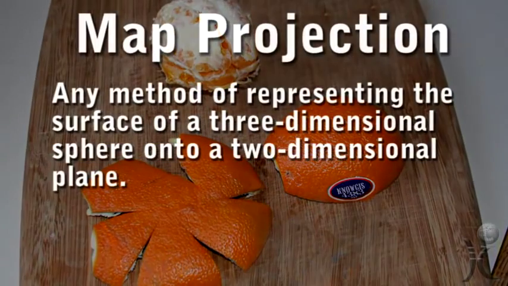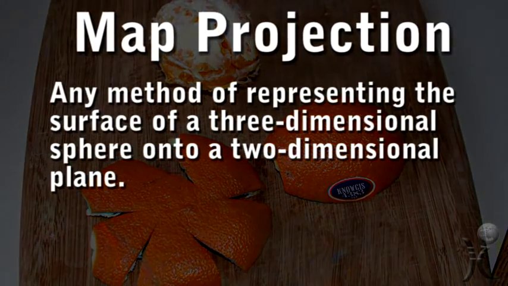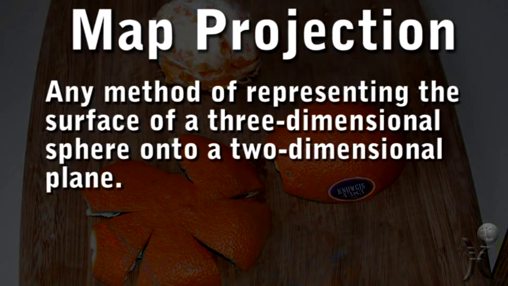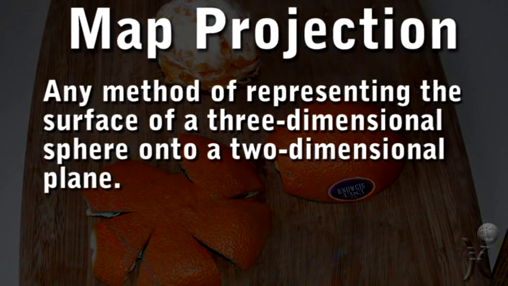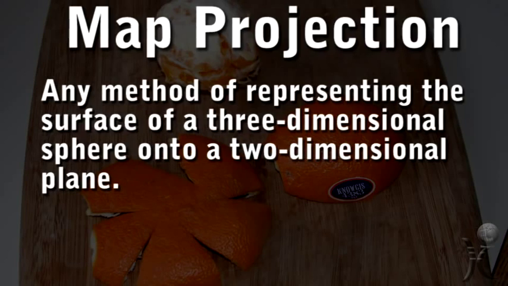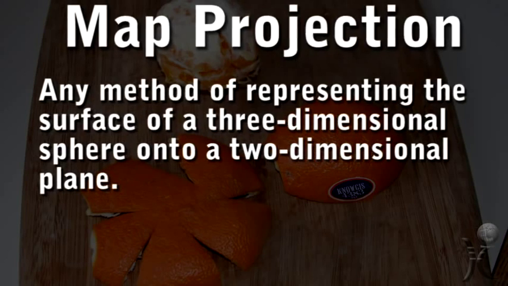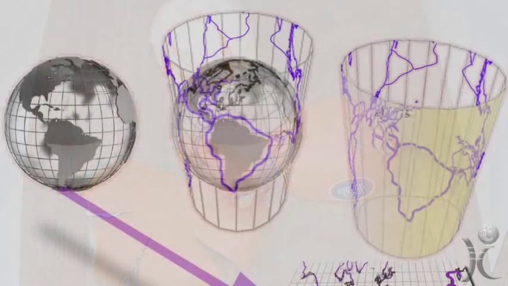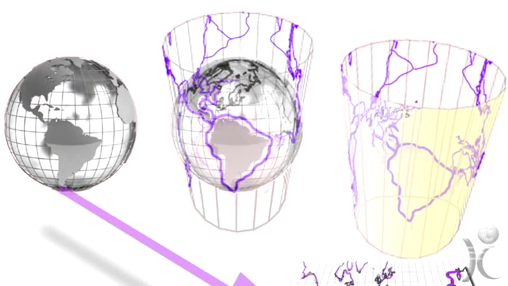A map projection is any method of representing the surface of a 3-dimensional sphere onto a 2-dimensional plane. Projections are a necessity to generate a 2-dimensional map. Why? Well, we're going from a 3D surface to a 2D surface. It's just that simple. A map projection is a mathematical transformation. The word projection originates from the concept of projecting light.